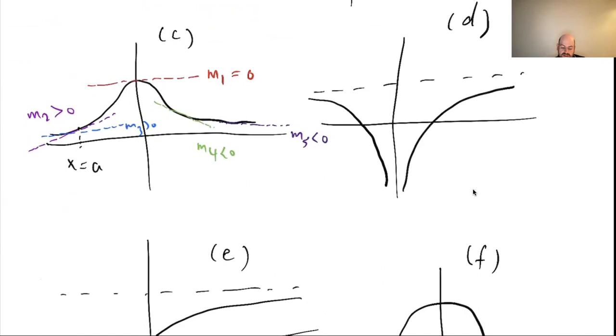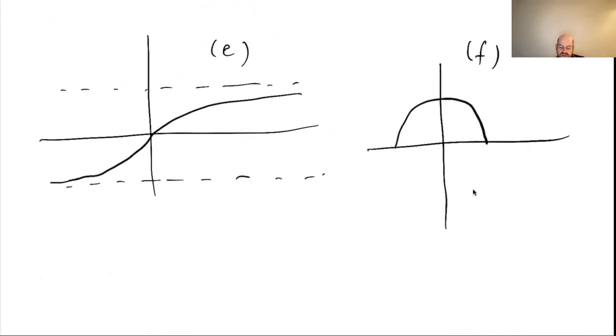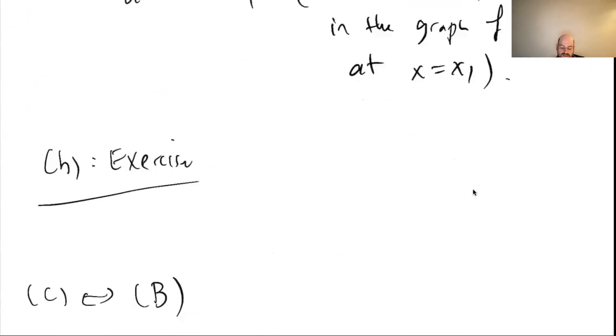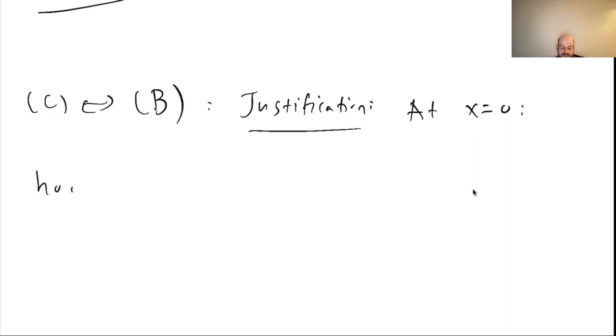So how can I justify? Just write down what I said here about the slope of tangent lines, and just mention that the derivative function at any point is the slope of the tangent line at that point. And the graph in B has all the features that we want. So let's express a justification. So again, at x equals 0, we have a horizontal tangent line.